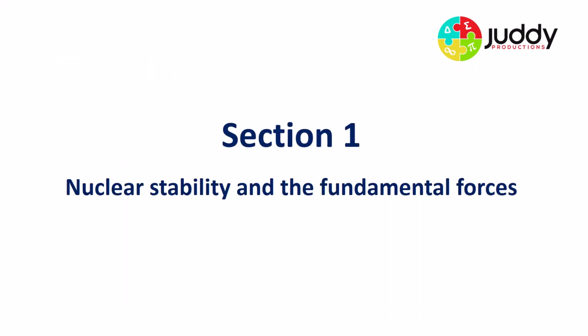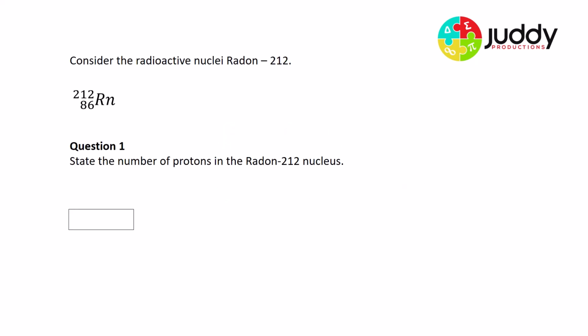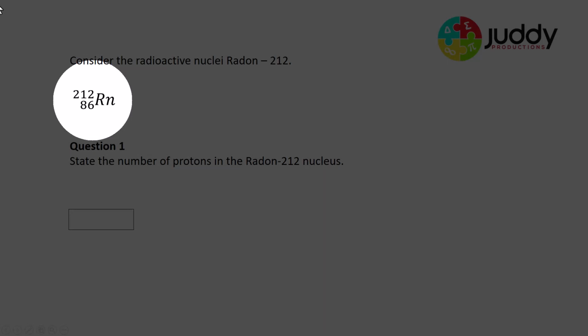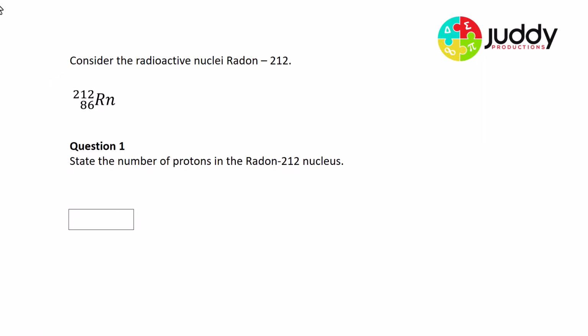So this sample paper will be broken into 4 sections. The first section looks at nuclear stability and the fundamental forces. Consider the radioactive nuclei radon-212. So there we have our standard notation for radon-212. Question number 1 asks us to state the number of protons in the radon-212 nucleus.